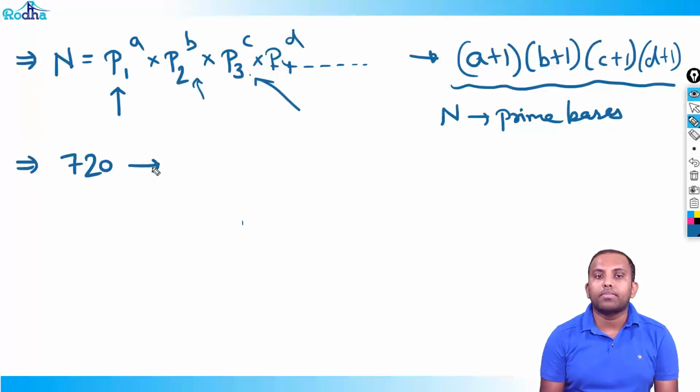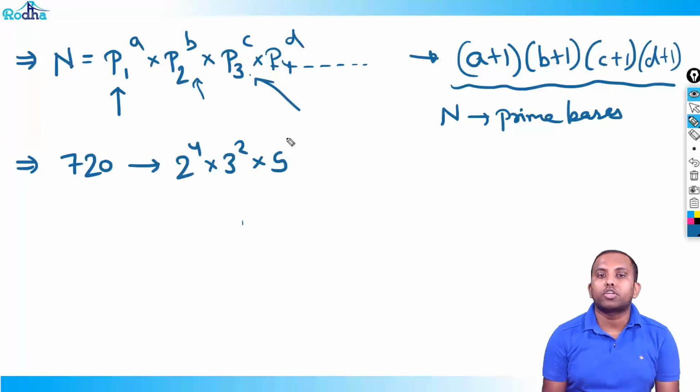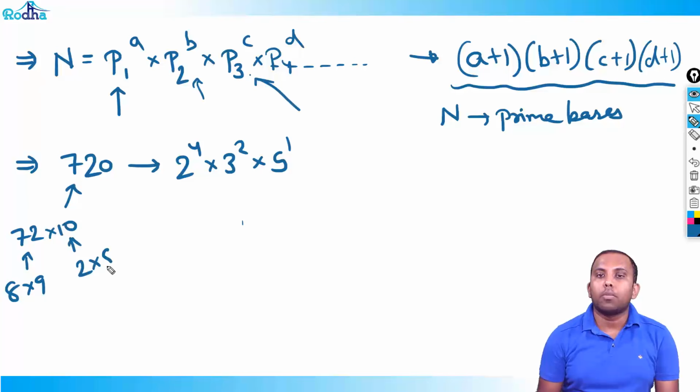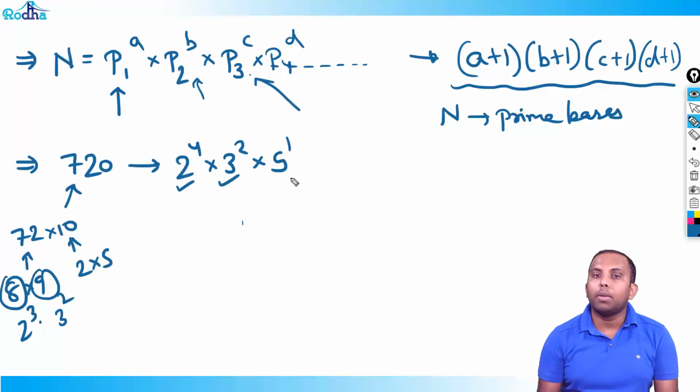In terms of prime basis, 720 is 2 raised to 4 into 3 square into 5 raised to 1, right? Break it like this. Think like this: 72 into 10. This is 8 into 9, and this is 2 into 5. How many powers of 2? 2 cube here, 2 cube and 2, so 2 raised to 4. How many powers of 3? 3 square. How many powers of 5? Only one 5, so 5 raised to 1.